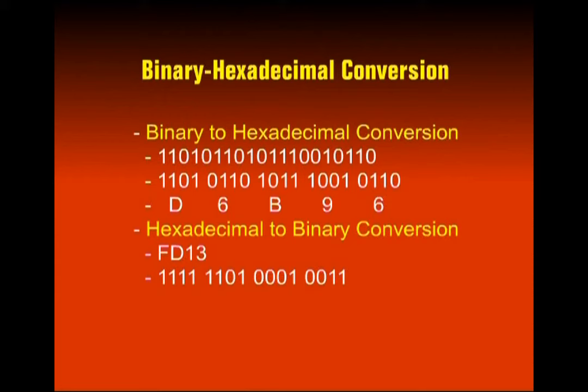How do we convert from hexadecimal to binary? Well, consider the example of FD13, a hexadecimal number. Each hexadecimal digit is represented by a group of 4 bits. So starting from the least significant hexadecimal digit 3, its binary equivalent is 0011. The next hexadecimal digit 1 has the binary equivalent 0001. The third hexadecimal digit D has the binary equivalent of 1101. And the final hexadecimal digit F has the binary equivalent 1111. Now, if you combine all these 16 bits, it gives the binary representation of the hexadecimal number FD13.